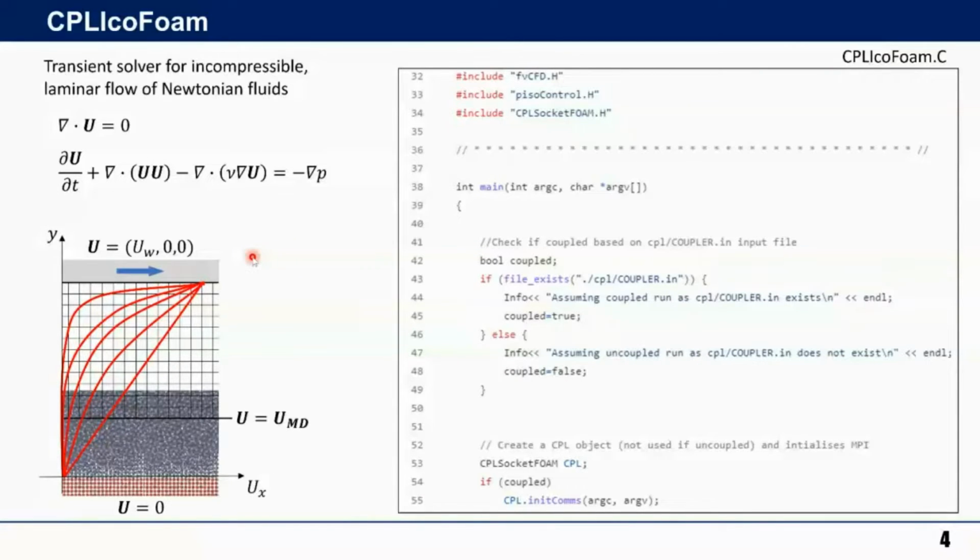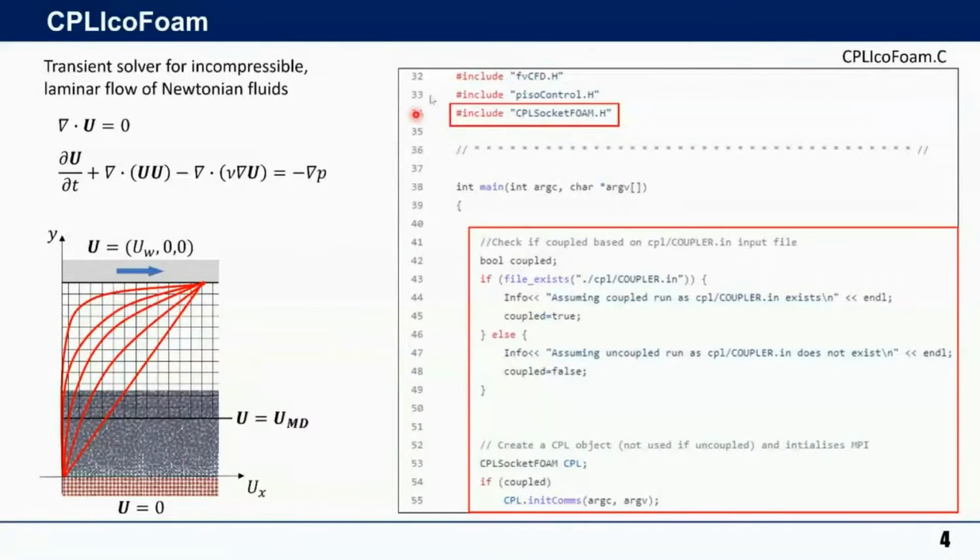This is a snapshot of our modified IcoFoam solver, and in the red box you see the changes we have introduced. We have an include CPLSocketFOAM.h, which links to a specific library to make OpenFOAM communicate with the CPL. And then within the main region of the solver, we have another box here where the solver is going to verify if this is a coupled case or not. And if it's a coupled case, it will initialize the communications.